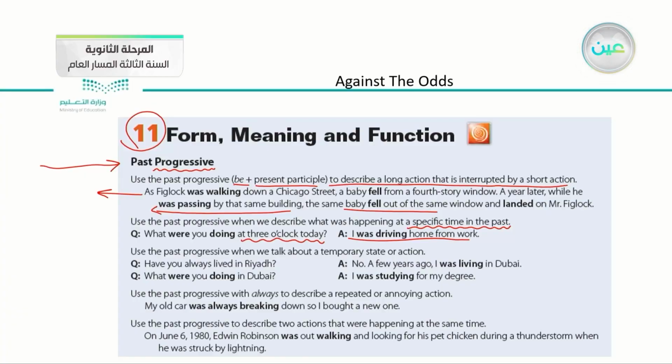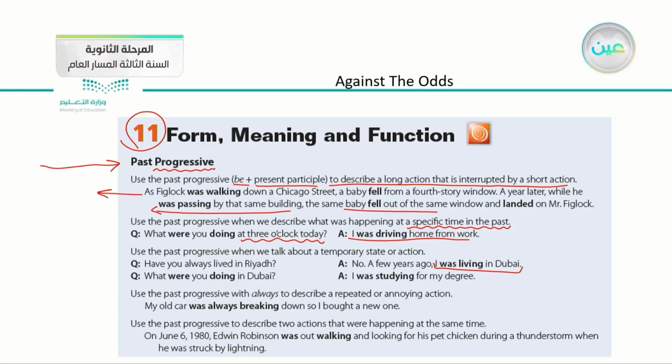Have you always lived in Riyadh? No. A few years ago, I was living in Dubai. So he was living or she was living in Dubai for a specific time, for a short time. So that was a temporary state. He or she didn't live there for the whole of their life.